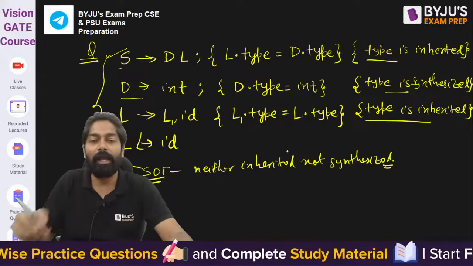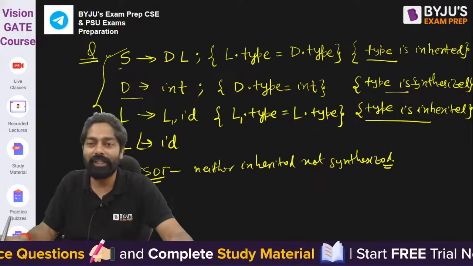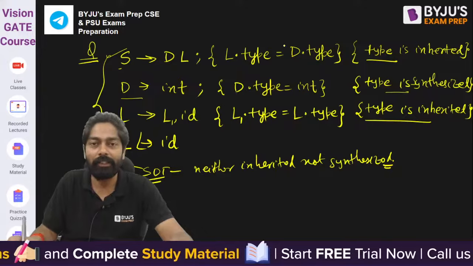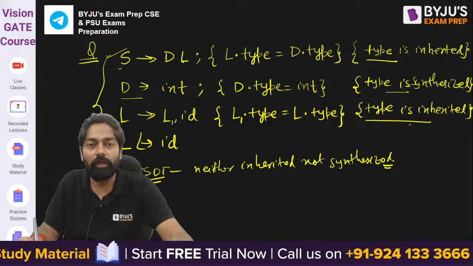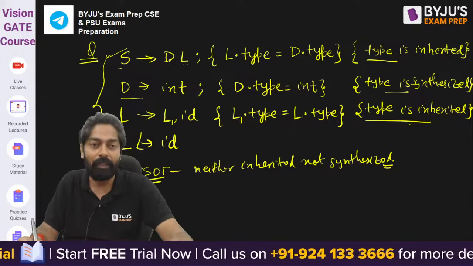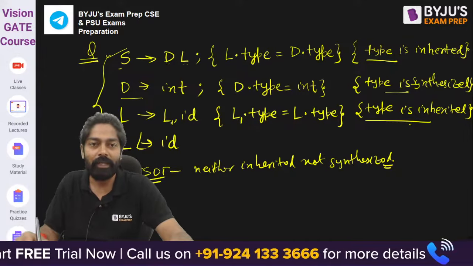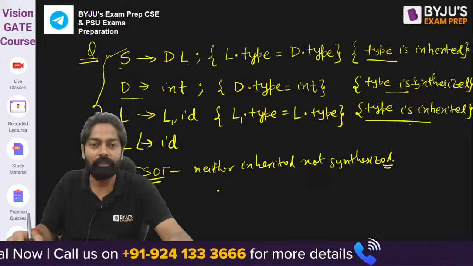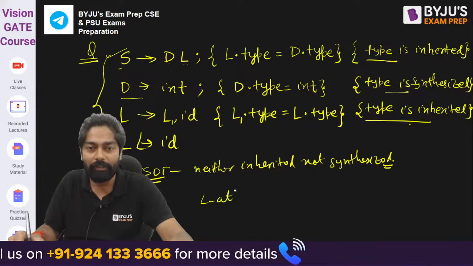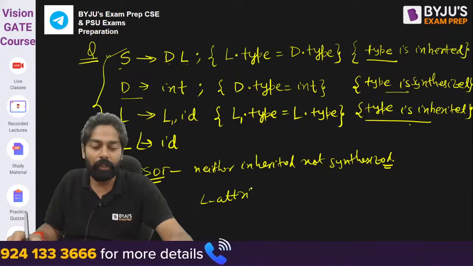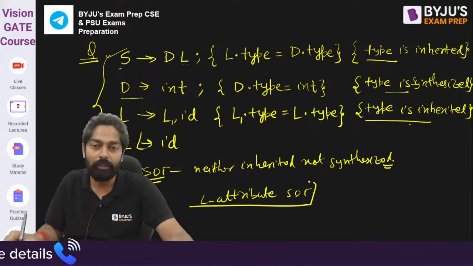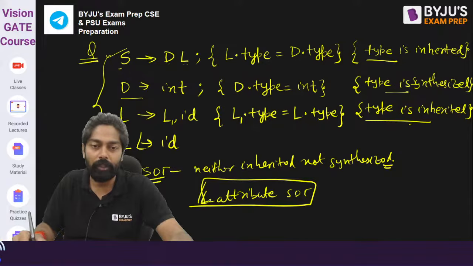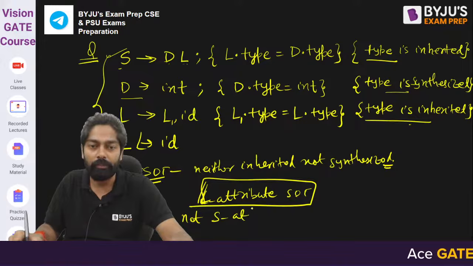And what about L attribute or S attribute? It is inherited, and see clearly, here the L value you are computing in terms of its left sibling. Here it is synthesized. Here the L value you are computing from the parent. So it is nothing but L attribute. If they ask, it is nothing but an L attribute SDT, not an S attribute SDT.